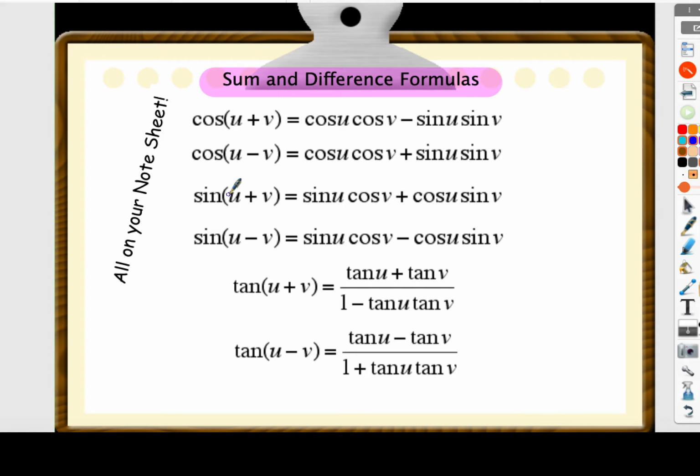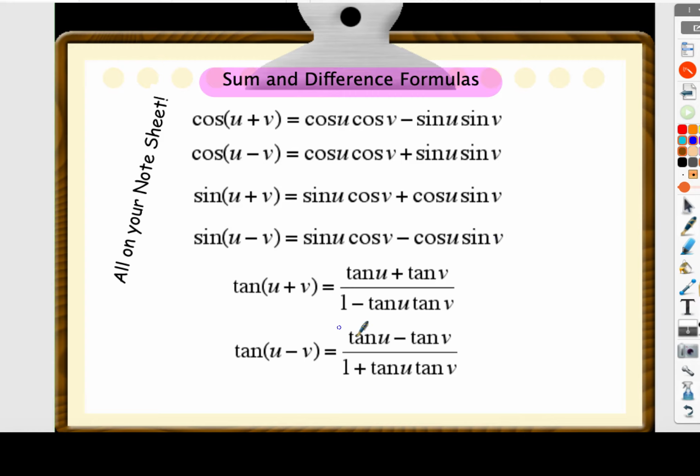The sine of u plus v, notice that one stays a sum, right? For the sine, the sign stays the same, if that helps you think of it that way. The addition stays addition. But now notice where the sines and cosines are. The sine of the first angle times the cosine of the second angle, the v, plus the cosine of the first times the sine of the second. Same thing goes for the difference down here. Again, difference stays difference, right? The sign stays the same. But again, it's sine of the first, cosine of the second, cosine of the first, sine of the second.